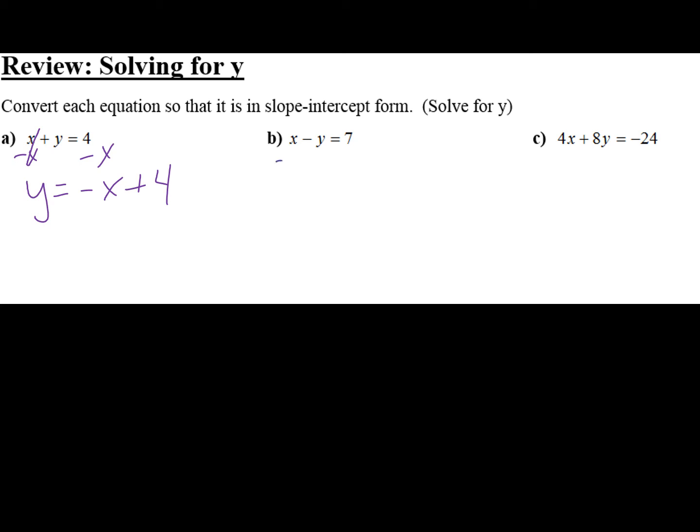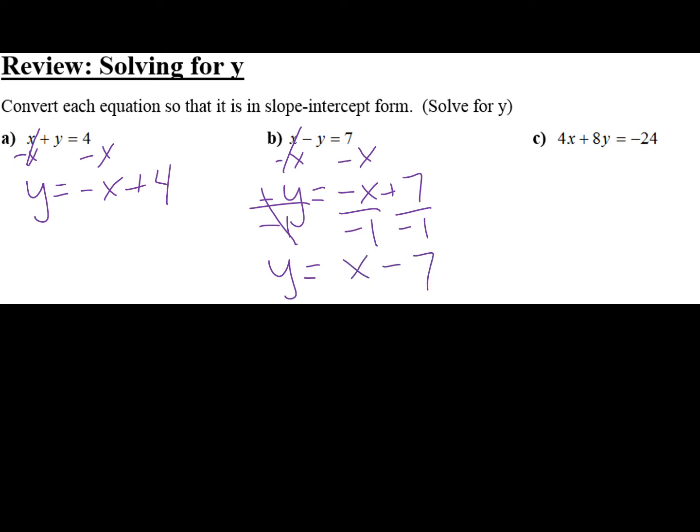Okay, on letter B here, I'm going to subtract x from both sides. I get -y equals -x plus 7. Still not solved for y. I have to divide by -1 everywhere. So I get y equals +x minus 7. That is in that y equals mx plus b form.